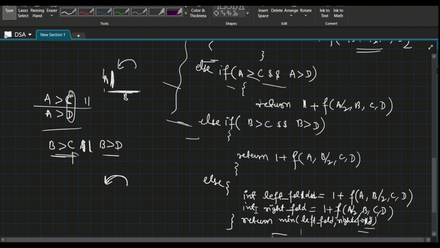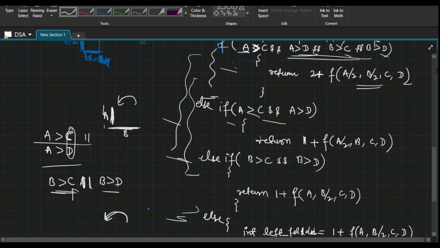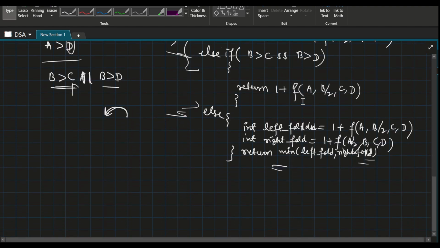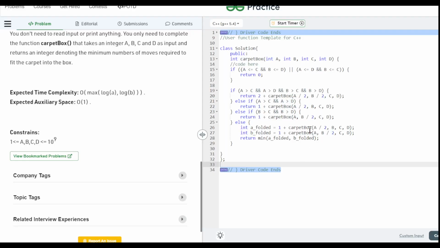And this way we have covered all the cases in this question, and I have written down the same thing in the code. We have checked whether A is smaller than C and B is smaller than D, then we can simply put our carpet into the box. Or if by turning the carpet by 90 degrees this condition is satisfied, then also we can put our carpet into the box. Here we have checked the four conditions.